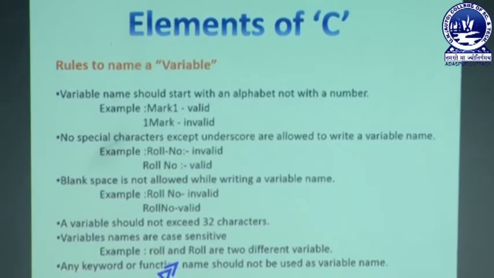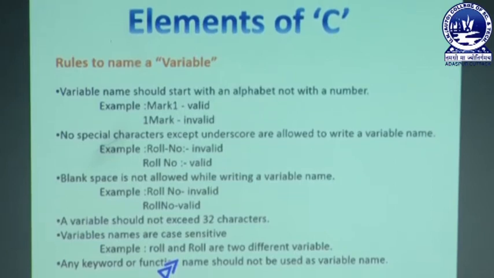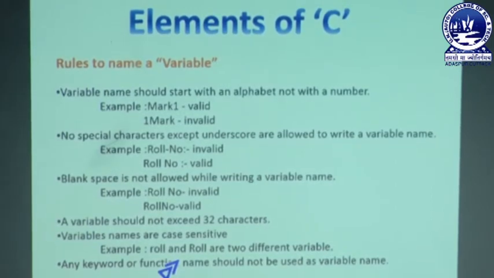Next, there are certain rules to name a variable. Whenever we declare a variable, there are certain rules which we must follow, otherwise the name of the variable will be wrong, and a variable will not be allocated. In the first point you can clearly see the variable name should start with an alphabet, not with a number. Every variable must start with an alphabet. It must not start with a symbol or a number.